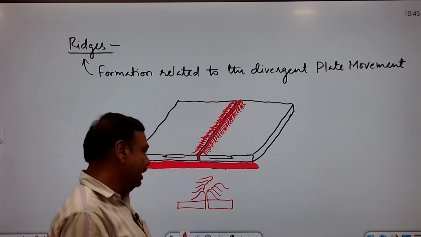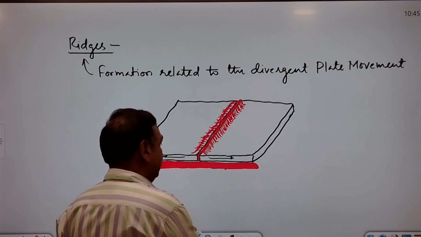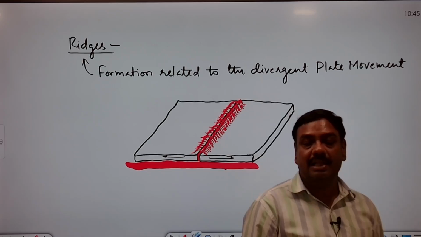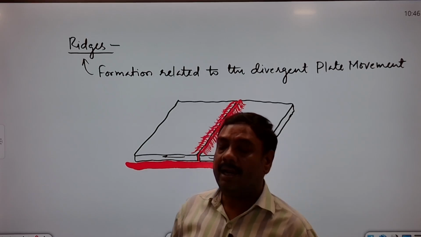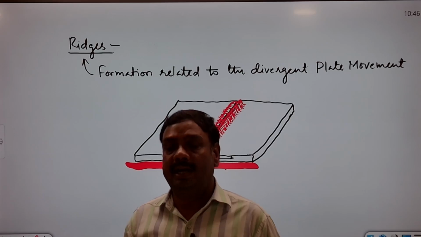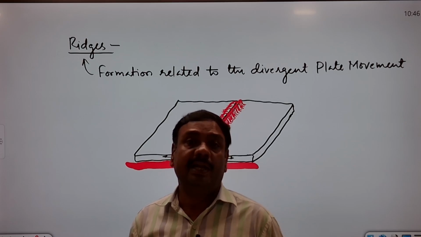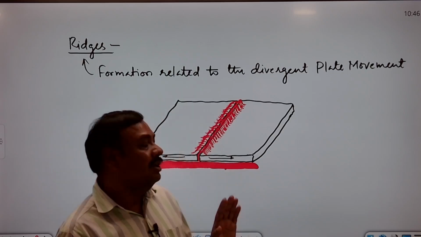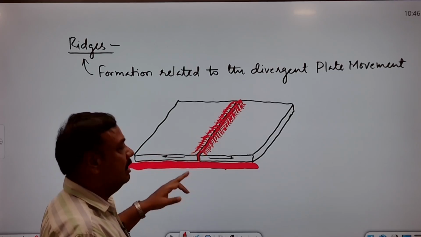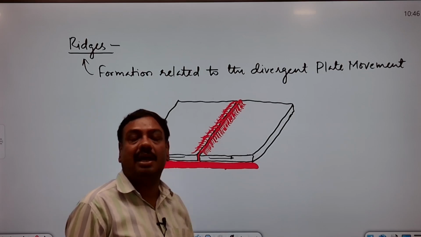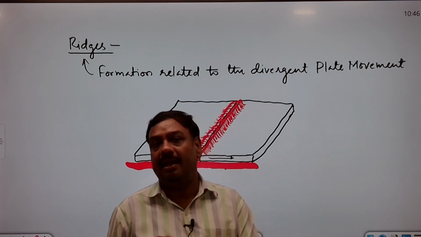Got it? So if we want to define this mid-oceanic ridge, you can say that a chain of mountain is formed under the ocean water, particularly due to the divergent plate movement. That is very important. This divergent plate movement causes the formation of such chains, and these chains are formed in the Atlantic Ocean, in the Pacific Ocean, as well as in the Indian Ocean.